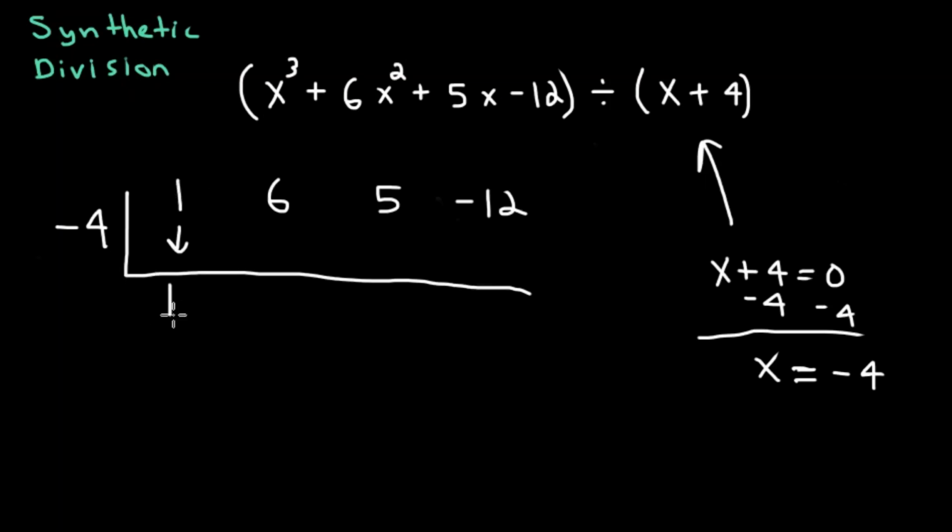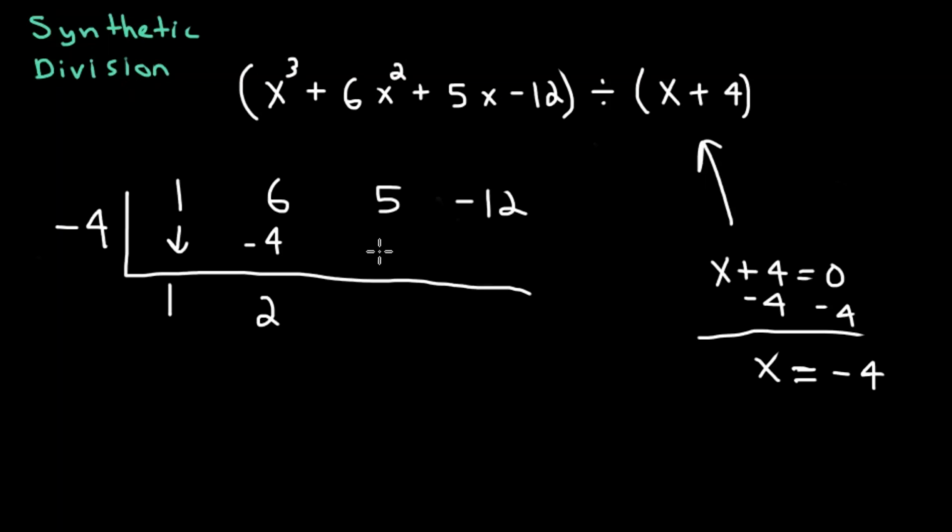And you're going to multiply it by this number here, so -4. -4 times 1 equals -4, and we're going to bring it over here. And we're going to add by this number. 6 plus -4 equals +2. And then we're going to multiply this +2 by this number here, -4. -4 times 2 equals -8, and we're going to bring it over here again.